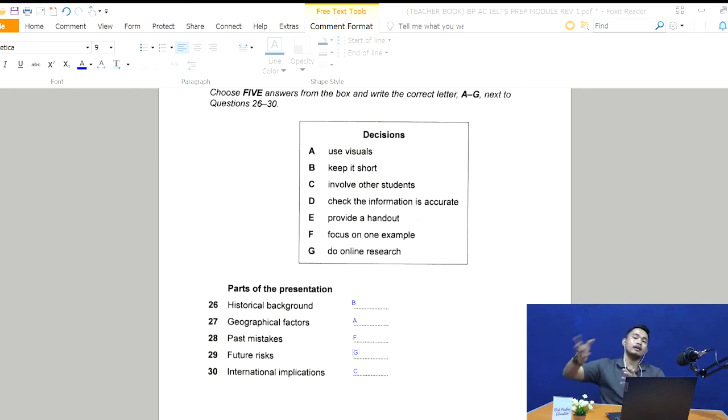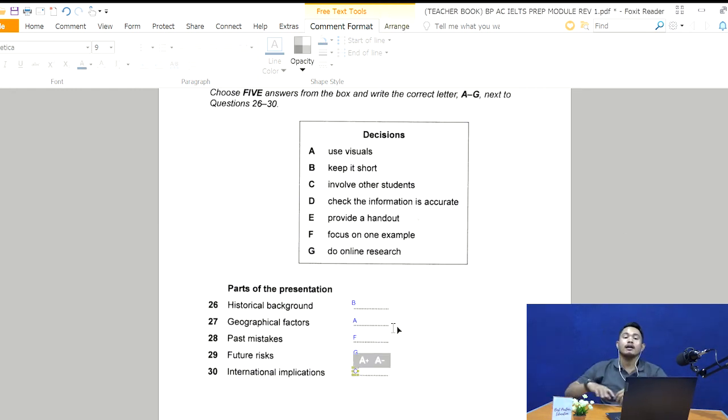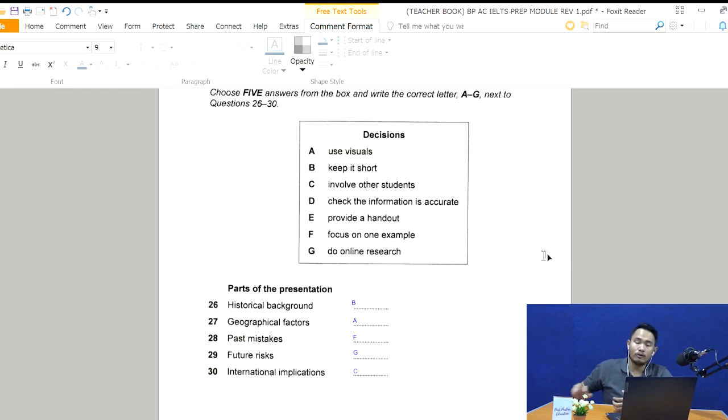So it means that the man agrees with the woman. So it means that the answer is C, involve other students, guys. Okay. Now, guys, can you answer all of it correctly? Then I'm sure that if you answer it correctly, it means that you actually follow the steps.